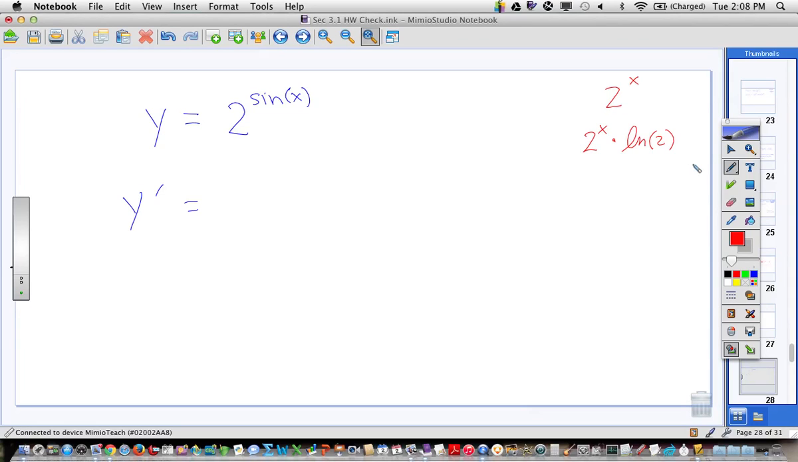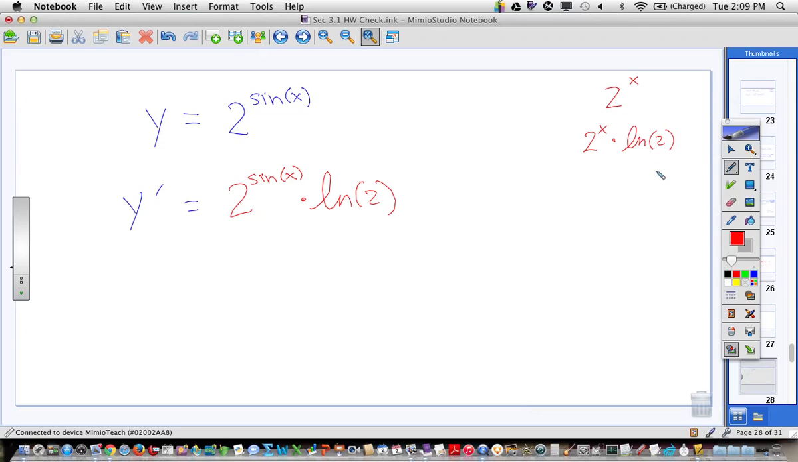So the rule for 2 to the x is 2 to the x times ln 2. But we don't have 2 to the x, we have 2 to the sine x. That's the inside. Well, in the chain rule, it says keep the inside the same, right? So what am I going to write here? 2 to the sine x times ln 2, because I'm just following the rule now, right?